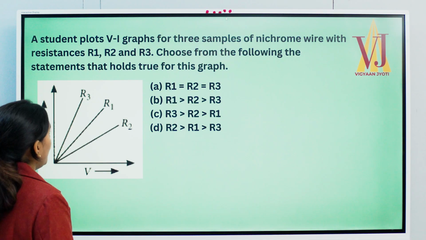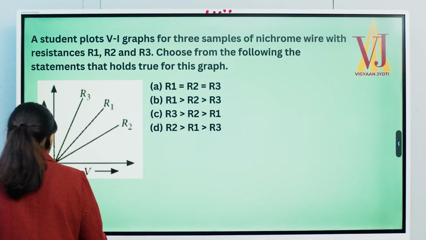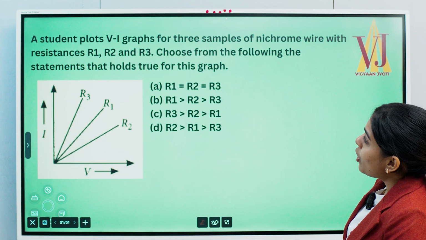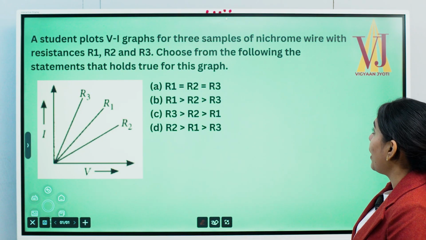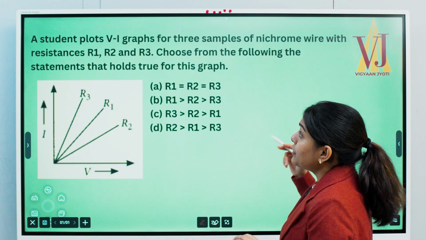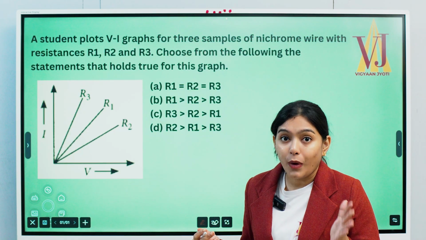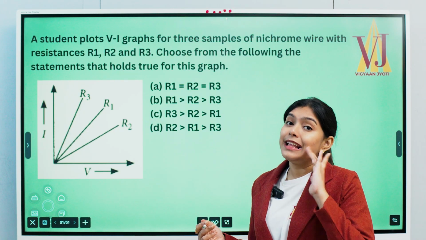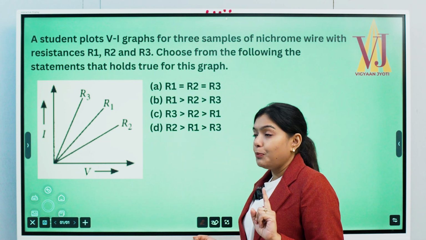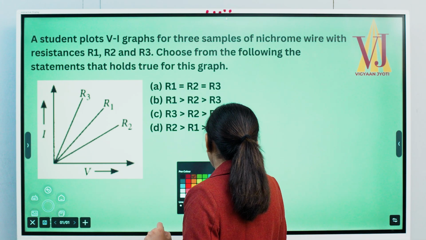Okay, next. This is a very interesting question. You can try to solve it by yourself by pausing. A student plots VI graphs for 3 samples of nichrome wire. First of all, you have to be very particular about the question. If I say a student has plotted VI graphs for rubber, then you have to say the question is wrong. Why? Because rubber is an insulator. It will not allow the current to pass through it. So how can you plot the graph? You have to be very particular about these questions.